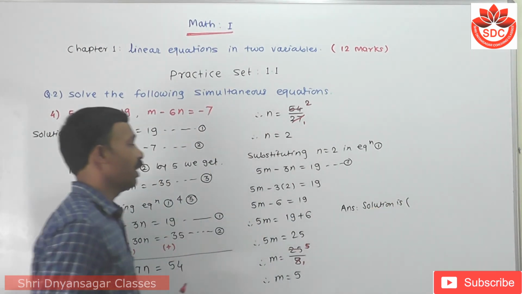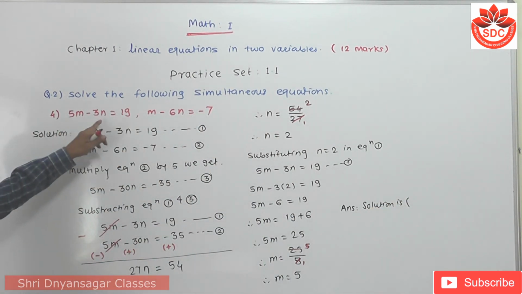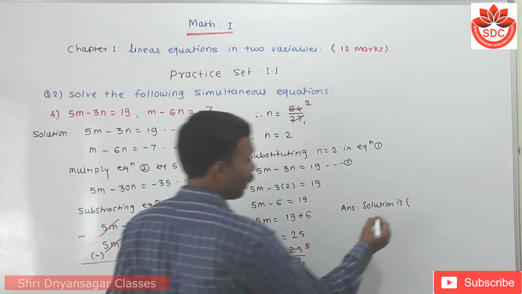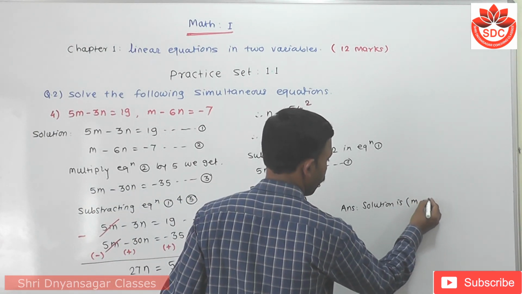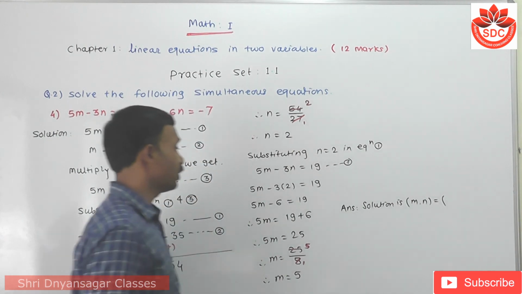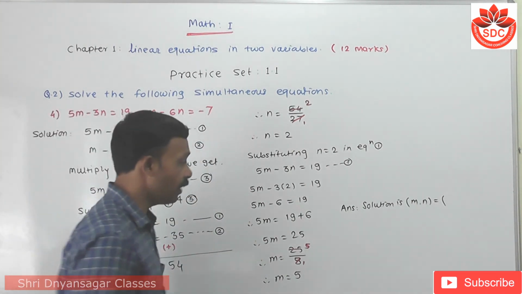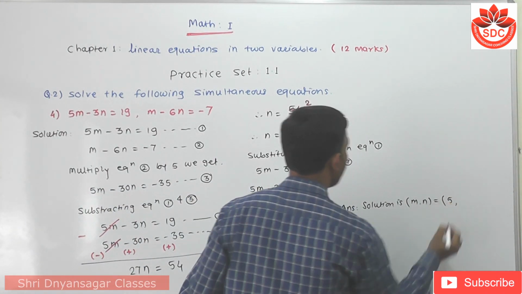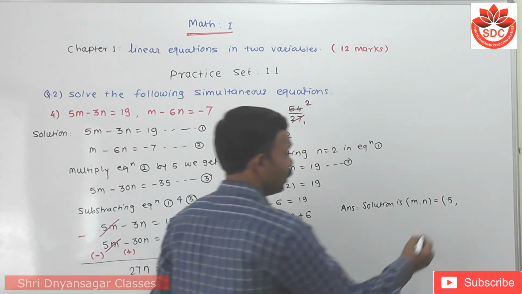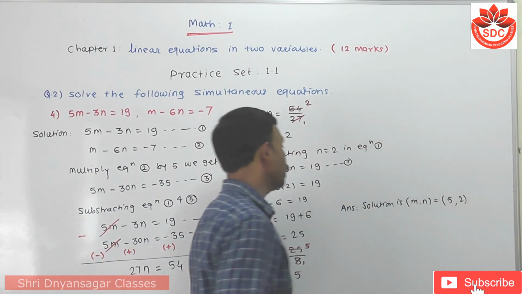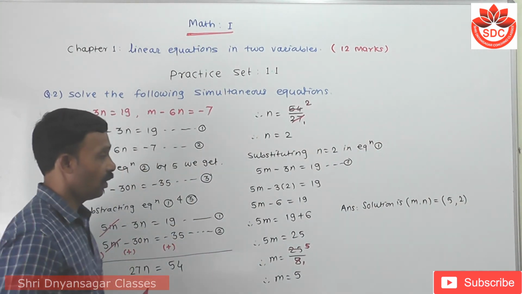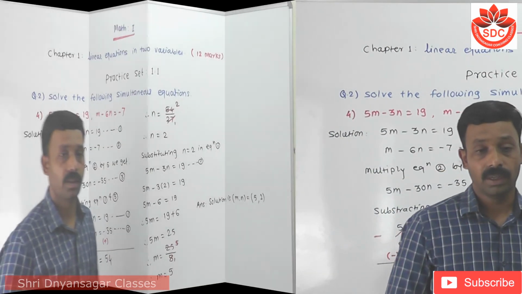Now in this example, the variables are m and n. So first write the variable m and then n. Then the values of these two variables are m is 5, so take m first, and n is 2. This is the solution of question number 4 of question 2.